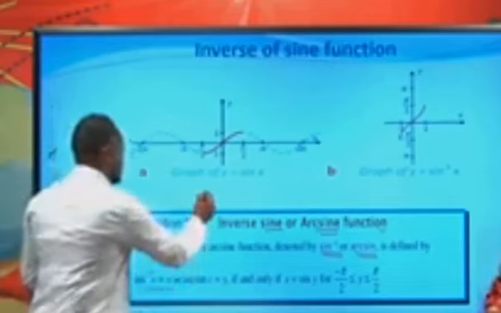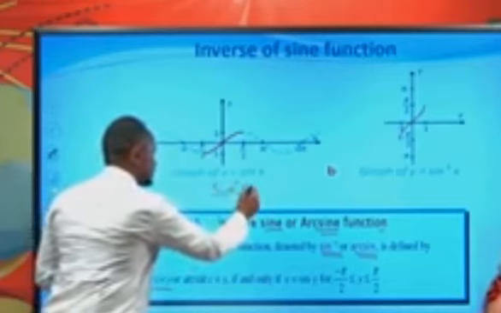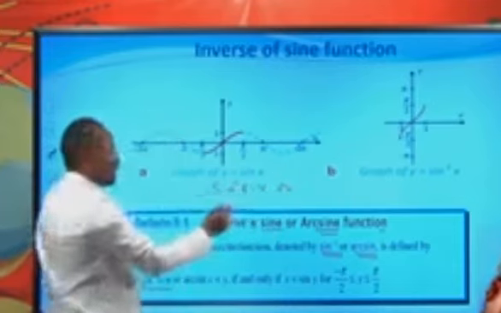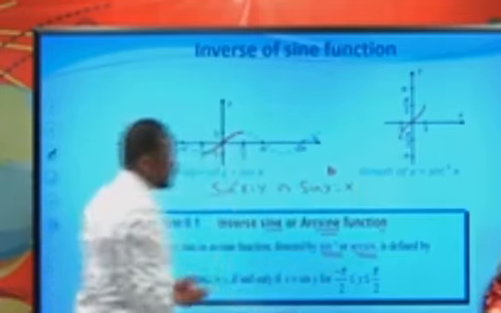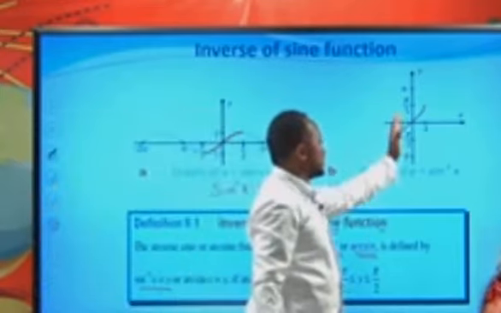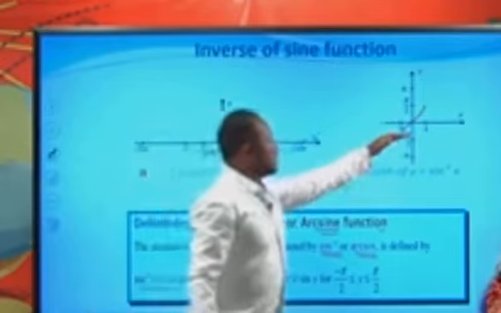If sine inverse of x is equal to y, this always implies sine y gives you x. In addition, the domain of sine inverse of x, as you can see here, is between negative 1 and 1. And its range is from negative pi over 2 up to pi over 2.